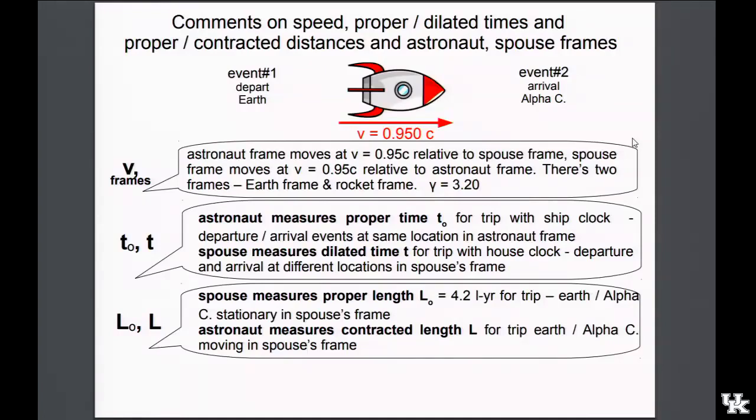On the other hand, the astronaut is seeing Alpha Centauri and Earth slide by. So that's like a moving meter stick sliding by. The astronaut will measure the contracted length. Oh, maybe there was one more comment.